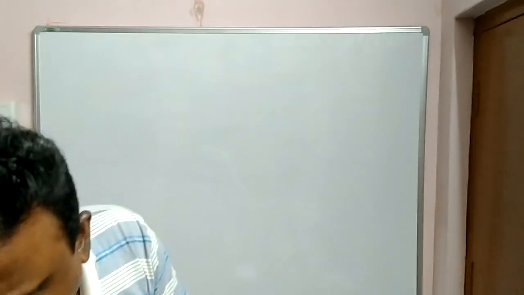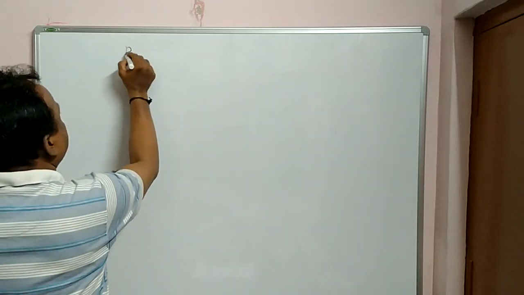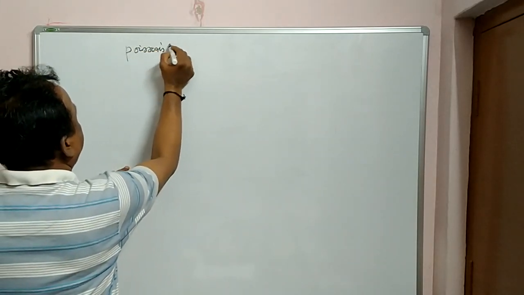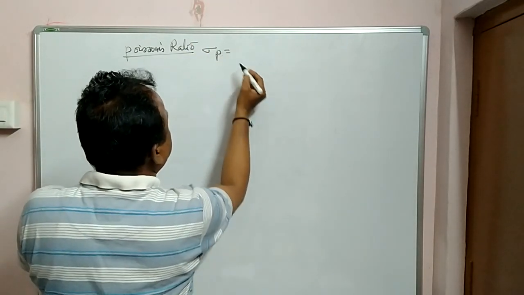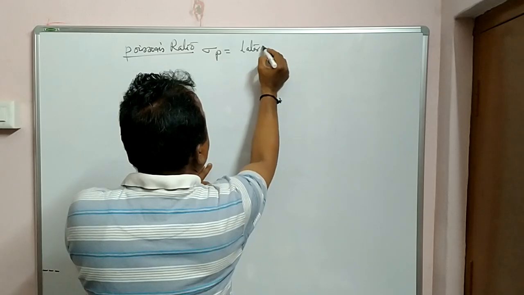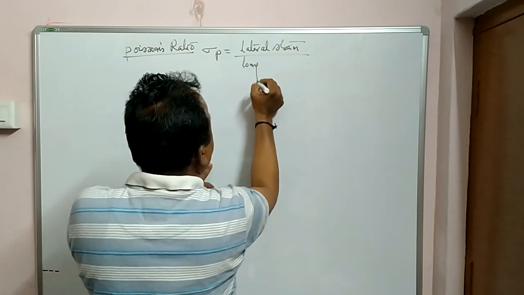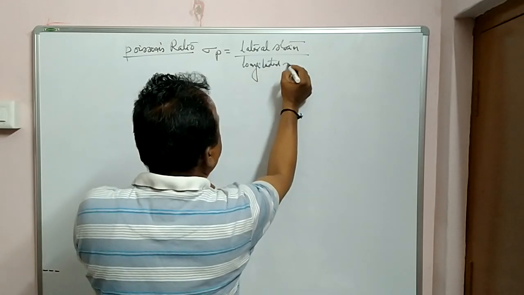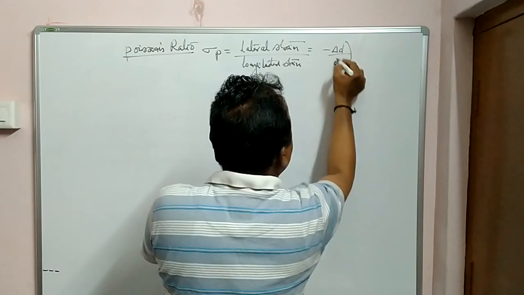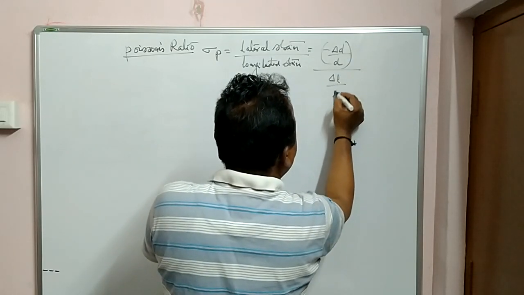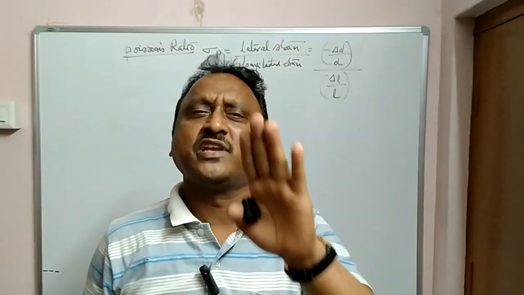Lateral strain, and when any wire, for example, see here, last one topic, Poisson's ratio, that is sigma p. So simply you can tell it as lateral strain by longitudinal strain. That is, minus delta d by d by delta L by L. This is the exact definition of Poisson's ratio. What is Poisson's ratio?